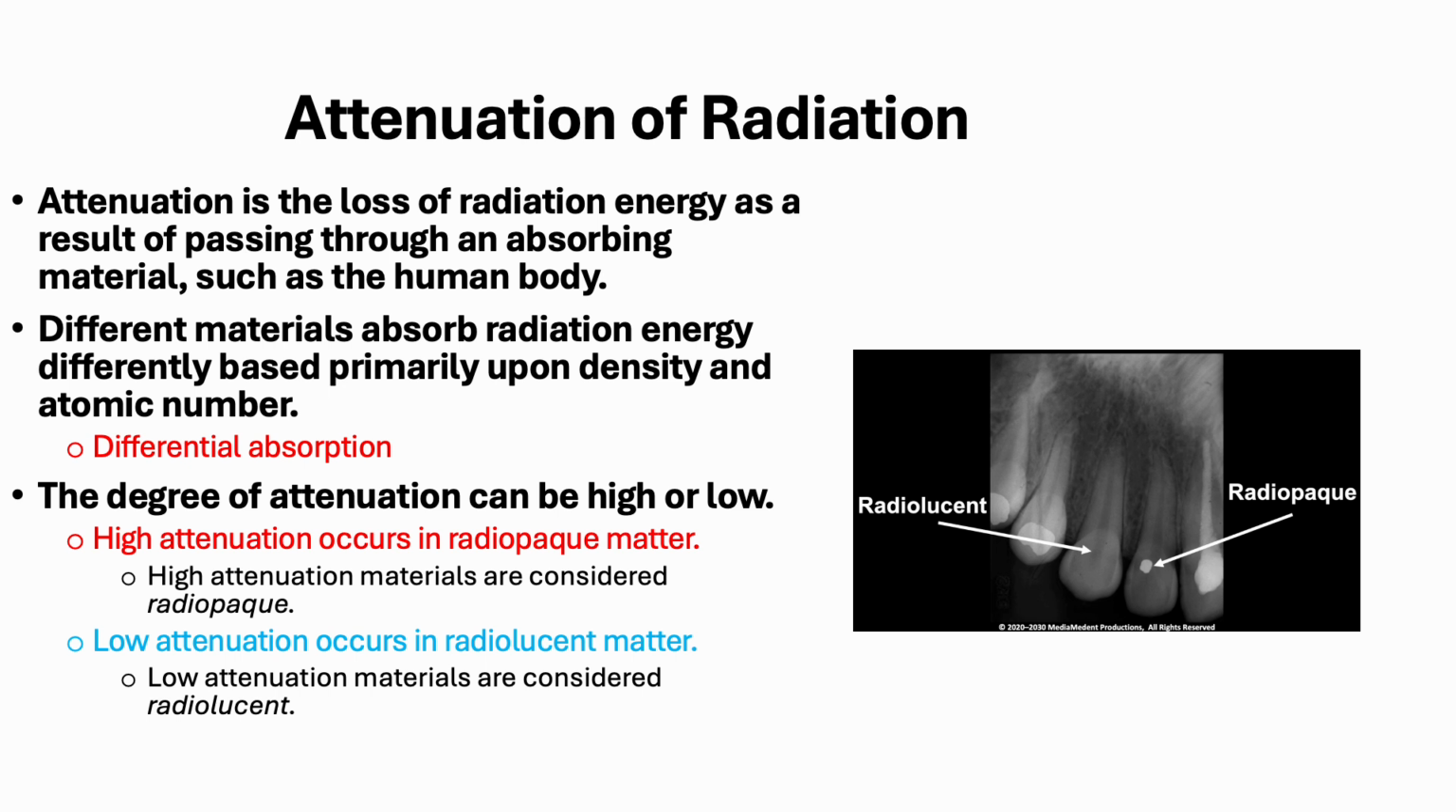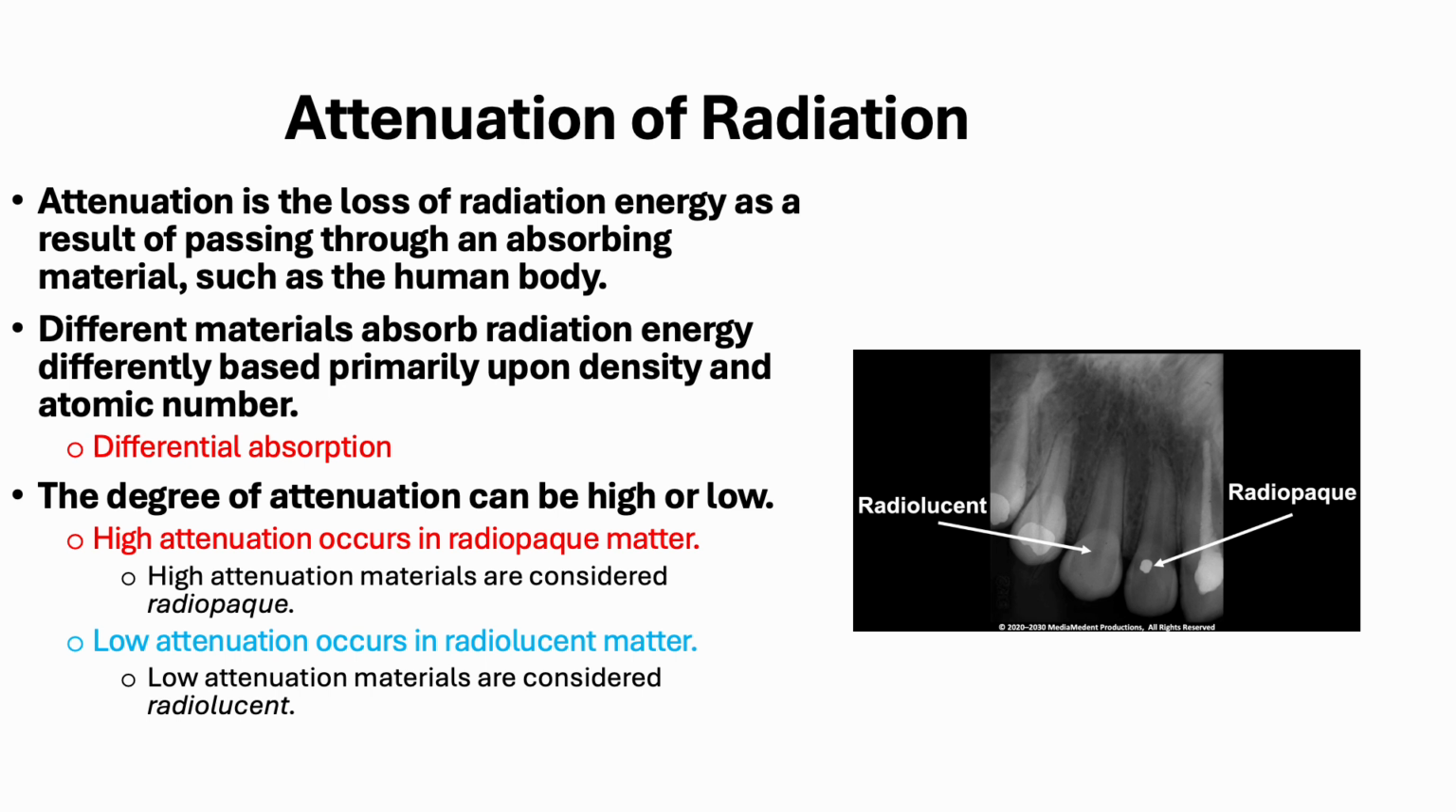Okay? So when we talk about differential absorption, we're really talking about the absorption of radiation of the patient. It's just the absorption of the patient. We have high attenuation and low attenuation. High attenuation means we have something that we call radio opaque. Radio opaque is related to high attenuation. And this is like a terminology kind of thing.